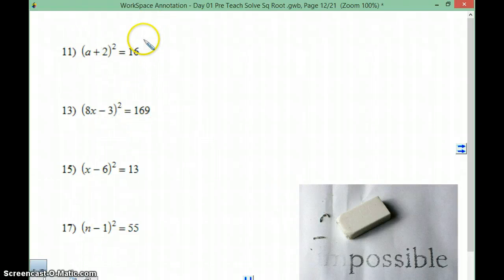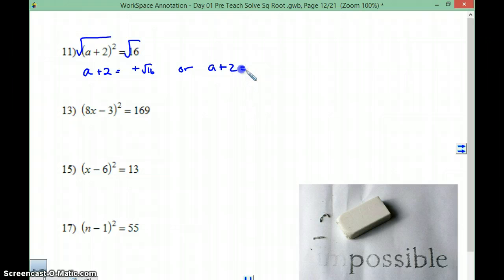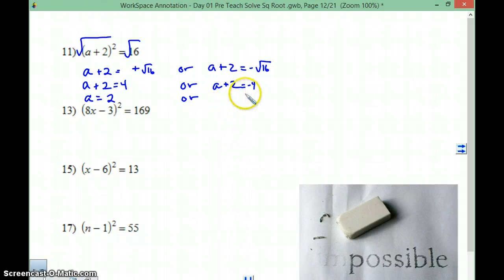Okay. What if we have something that looks more like this? Let's try again. Take the square root of this and this. You end up with a plus 2 equals plus root 16, or a plus 2 equals negative root 16. All right, what is root 16? Root 16 is just 4. So we can say that a plus 2 equals 4, or a plus 2 equals negative 4. Now we solve for a. Subtract 2 from both sides. A equals 2. Or subtract 2 from both sides. A equals negative 6.